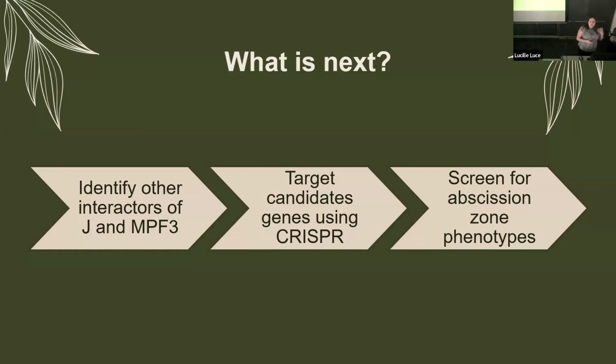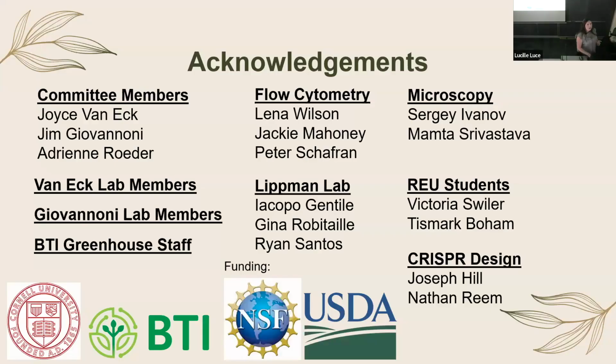I'm in the process of trying to identify other Matchbox transcription factors that interact with jointless and MPF3, seeing what might have taken the place of jointless too. Once I get candidates, I plan to target them using CRISPR and also screen those for any abscission zone phenotypes.